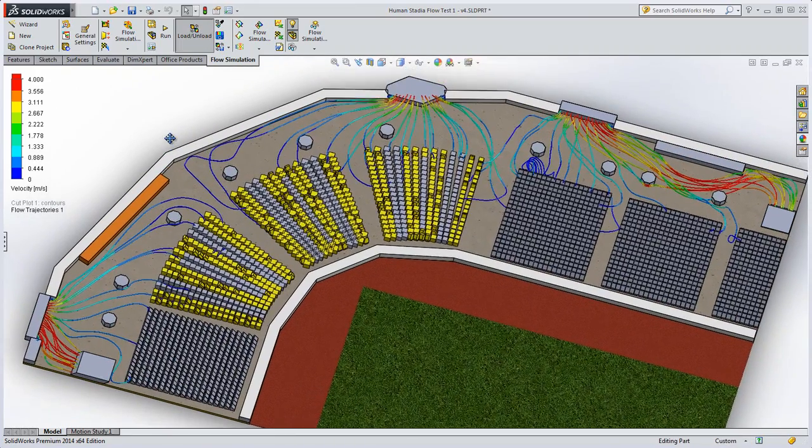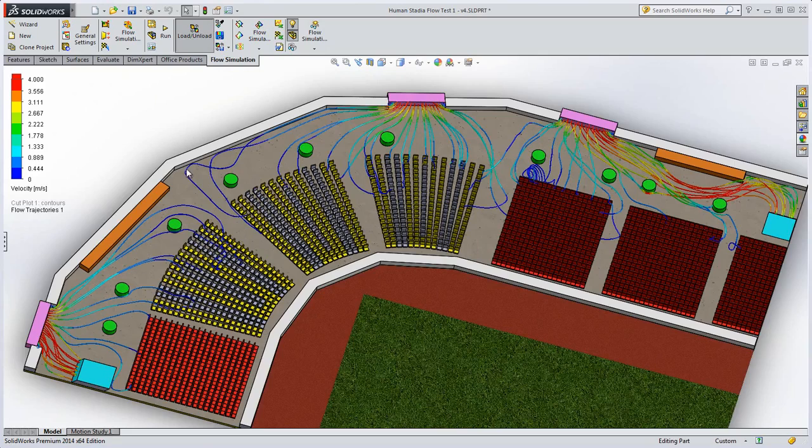Once again, this result suggests that the flow needs to be balanced by alternative exits, allowing the people at the front of the seats to move in an orderly fashion towards the exits.